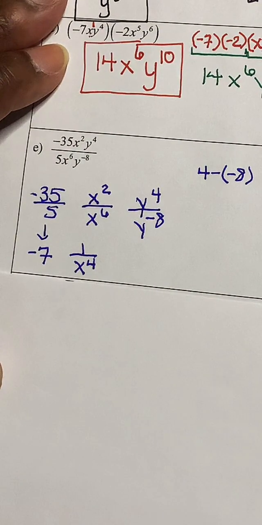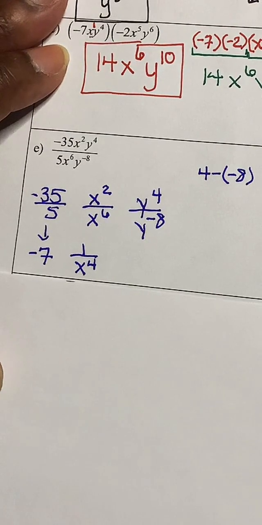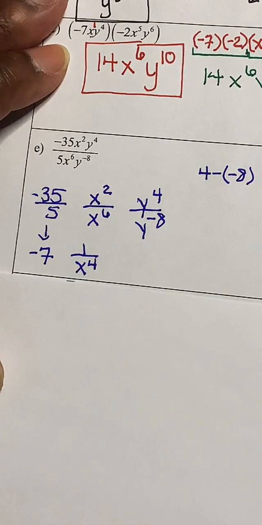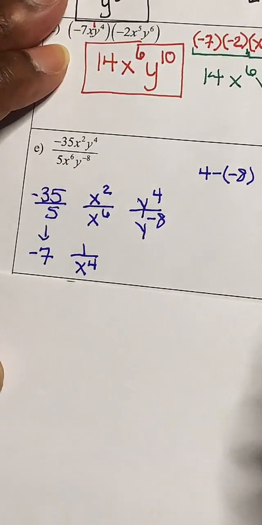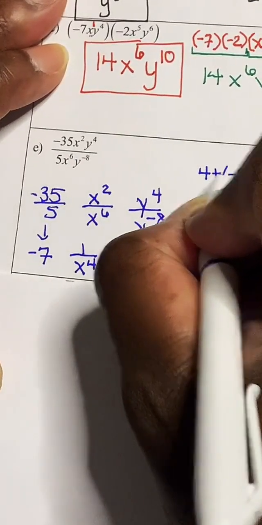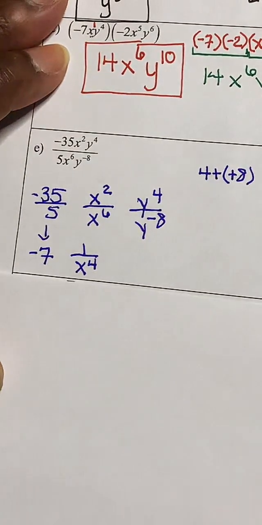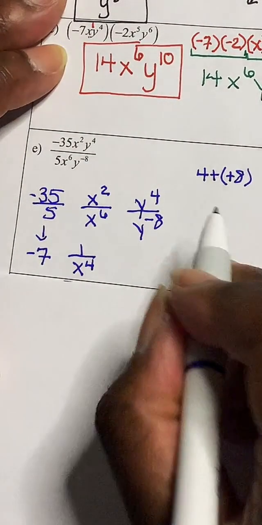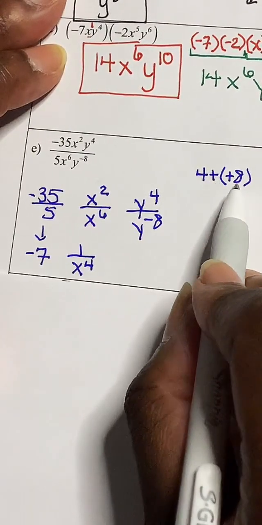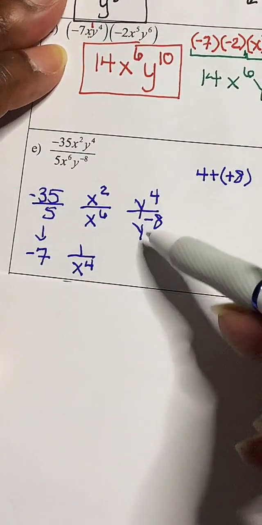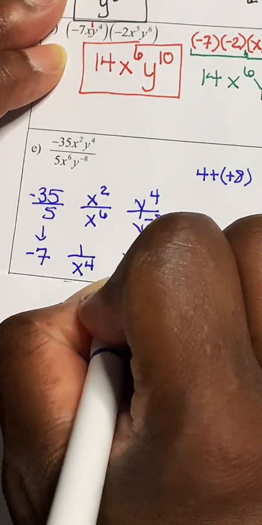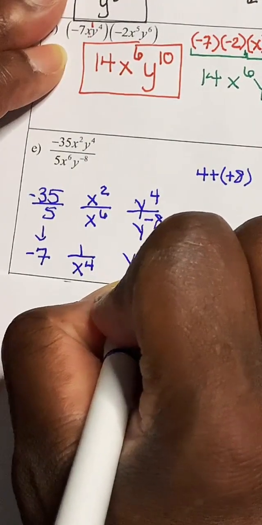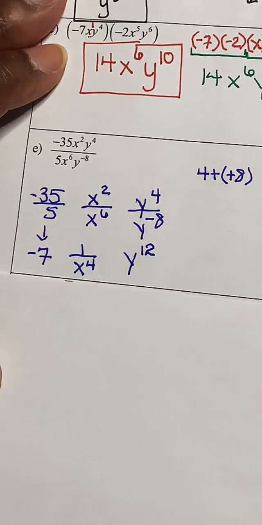What happens when you minus a negative? JB's saying it turns positive. Okay? So we can add them. It's going to turn positive. Right? So you can flip it, but it's simply when you minus a negative, it turns positive. So we really have 4 plus 8 happening right here. And what's 4 plus 8? That's 12. And that y to the 12th is going to be in the numerator.